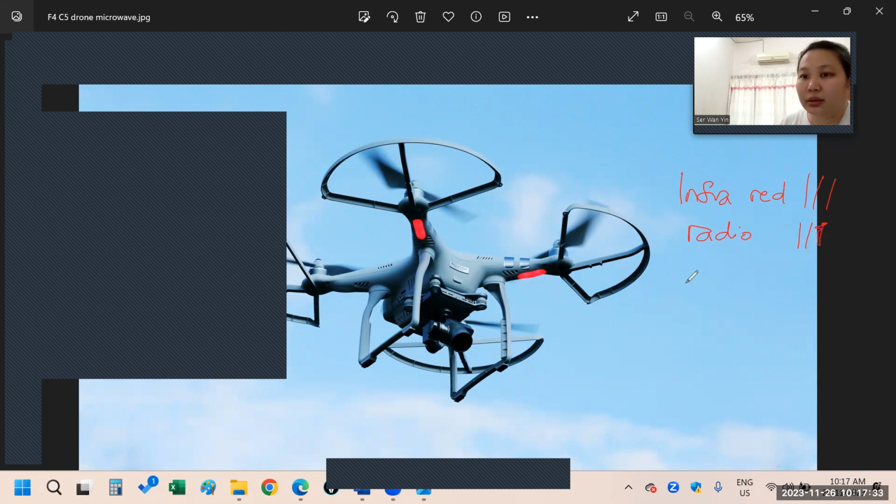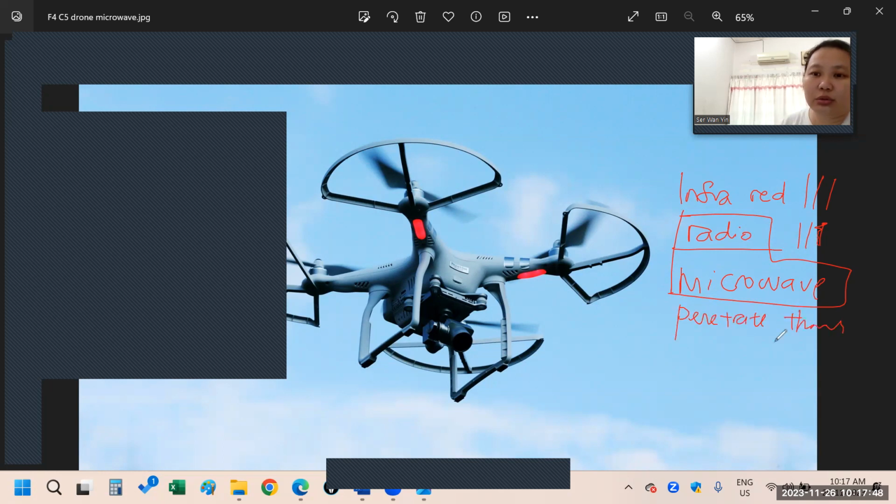Infrared. Okay, actually the answer is microwave. It's these two. Some use radio wave, some use microwave, because microwave can penetrate through the atmosphere. Sometimes a drone will fly too far away or too high, so we use radio or microwave. Which one depends on the question. Now most drones use microwave.